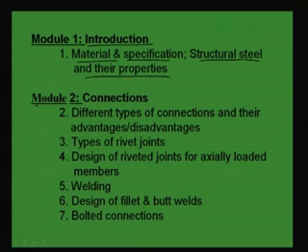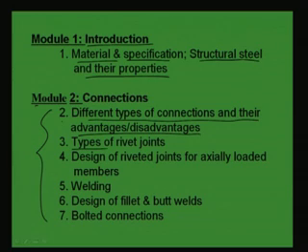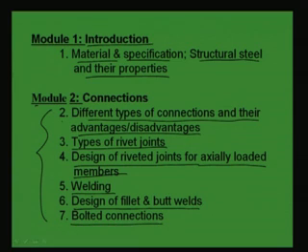In module 2 there will be 6 lectures. In lecture 2 it will be different types of connections and their advantages and disadvantages. Different types of connection are welded connection, bolted connection and riveted connections. Then in lecture 3 types of rivet joints, lecture 4 design of riveted joints for axially loaded members, lecture 5 welding, lecture 6 design of fillet and butt weld, lecture 7 bolted connections. So, these are the names of the lectures which I will discuss, right.